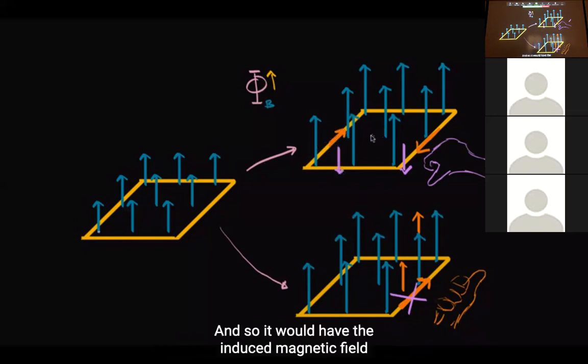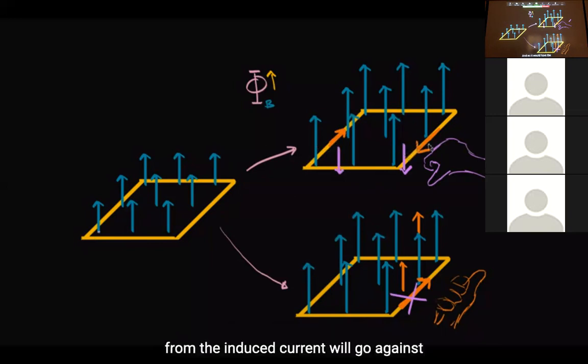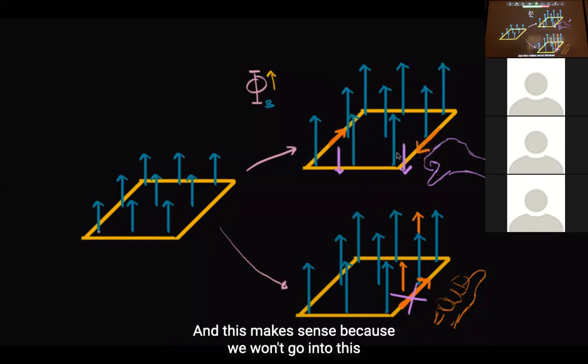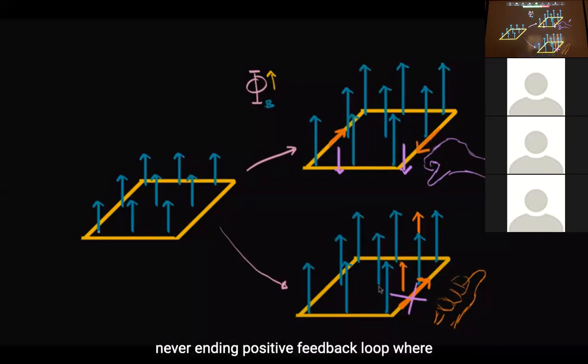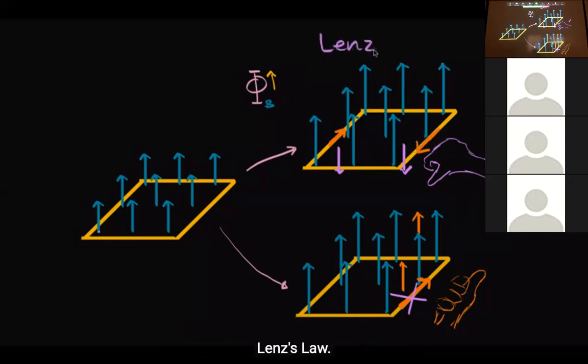And so once again, when you look at the surface, it would induce a magnetic field that is going in that direction. So the induced magnetic field from the induced current will go against the change in flux. And this makes sense because we won't go into this never-ending positive feedback loop where the current keeps getting stronger and the flux keeps increasing. This idea that the orientation of the induced current will produce a magnetic field that counteracts the change in flux is Lenz's law. And once again, if that wasn't true, you would have a violation of the conservation of energy.